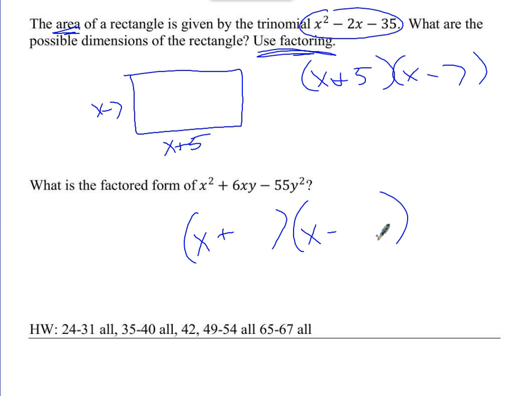What times what gives me negative 55y squared? 11y and negative 5y. If I put an 11y there and a negative 5y there, I take my two numbers and I multiply them together, and it gives me negative 55y squared. I take the numbers themselves, 11 and negative 5, and I add them together, and I get positive 6. But where does this x come from?